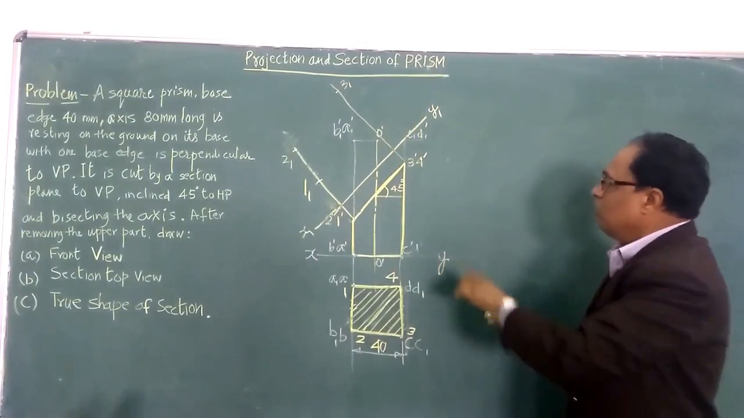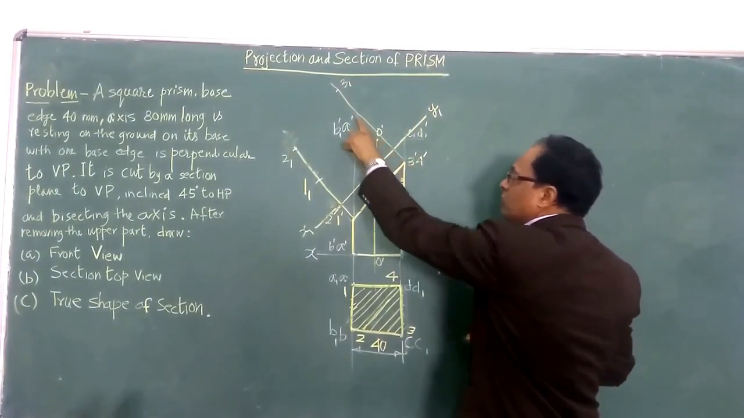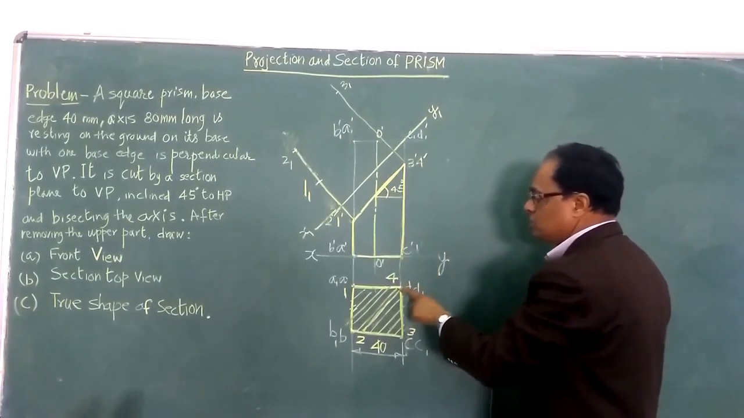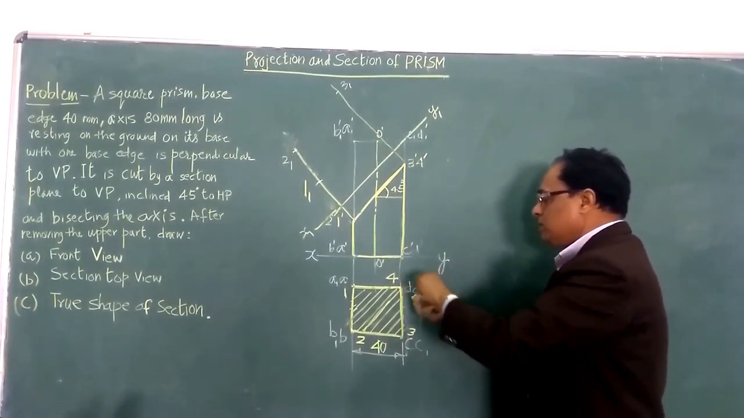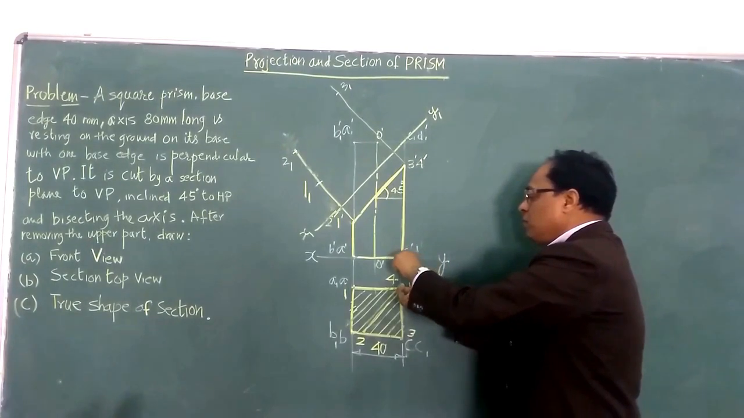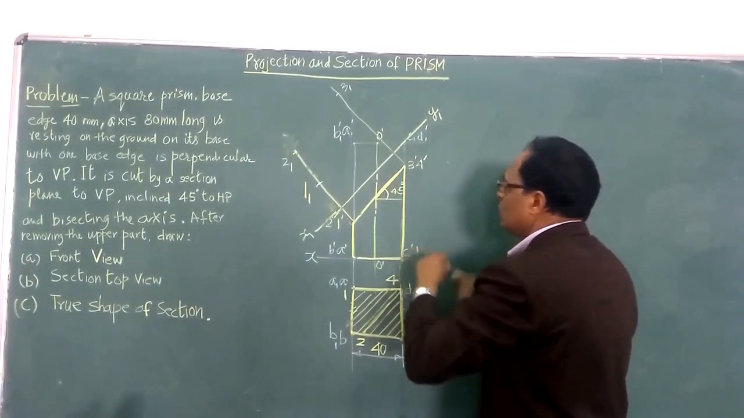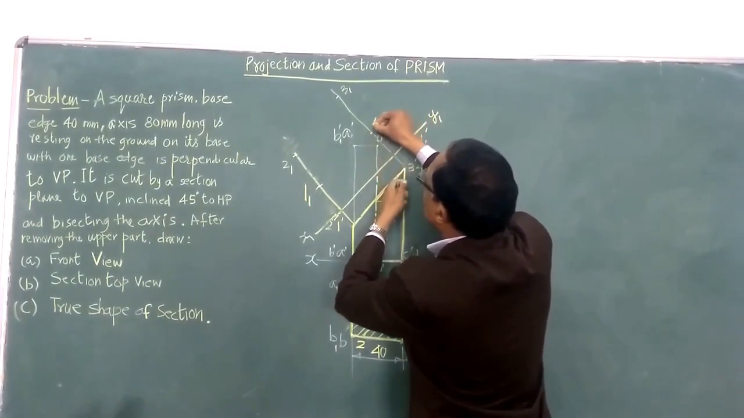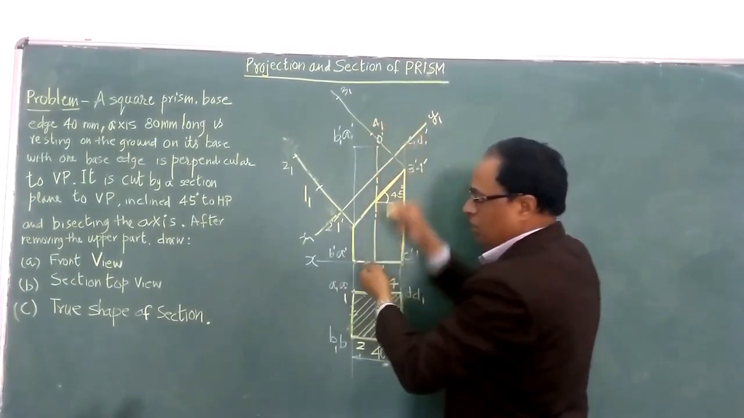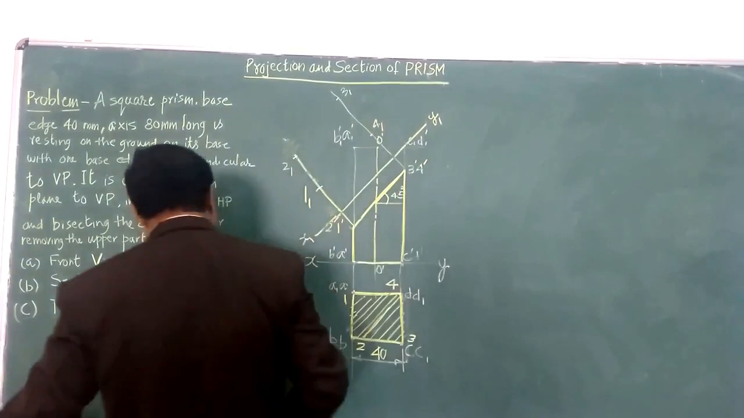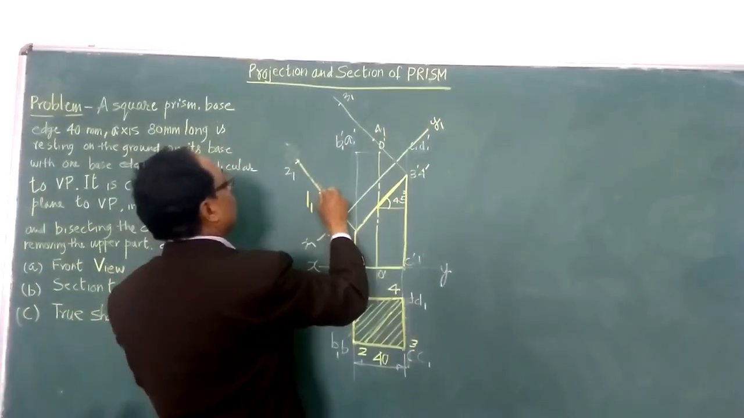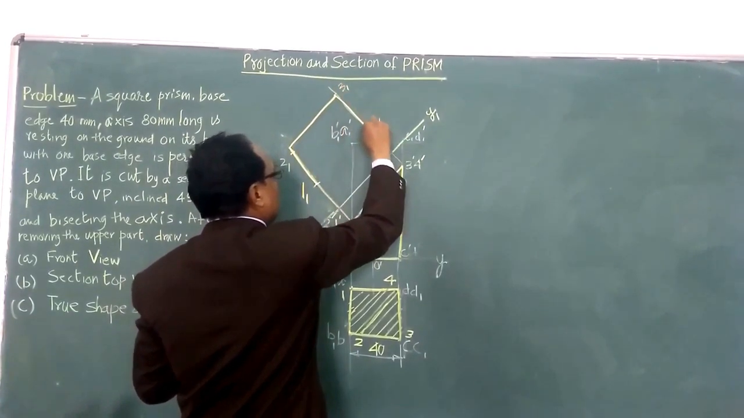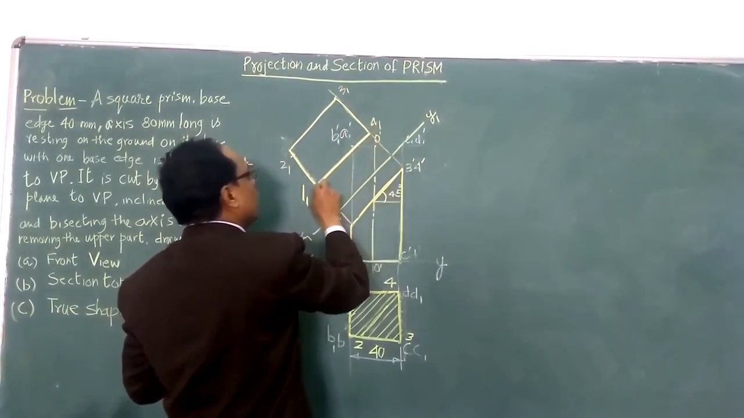Now draw the projectors from 4 dash. The previous view of 4 dash is this point 4. Measure the distance from point 4 to the previous ground line and shift it. This is 4, 1. Now join 1 to 2, 2 to 3, 3 to 4, and 4 to 1.